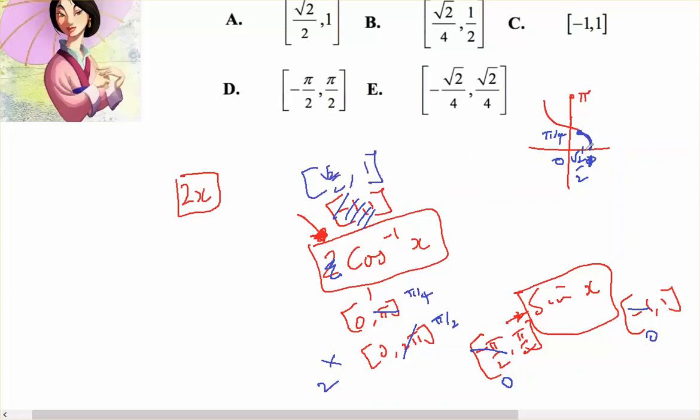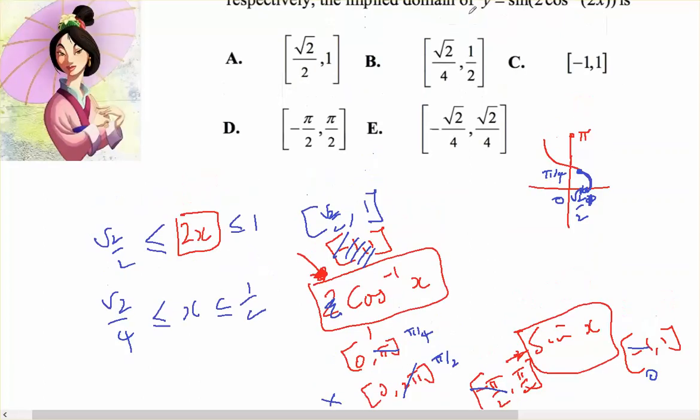It's going to have to be these x values to give a range of 0 to pi on 4, so that when you double it, 0 to pi on 2 will fit into this sine. So 2x has to go from √2 on 2 to 1, which means x will go from √2 on 4 to a half, which gives me B as being the correct answer.